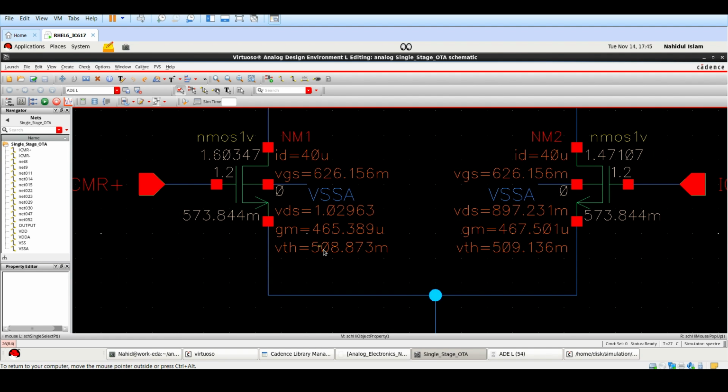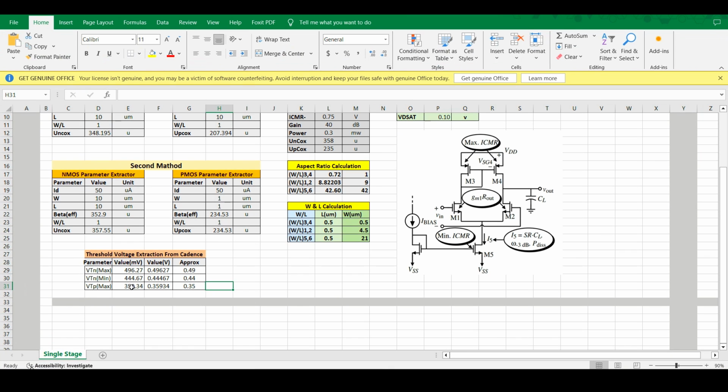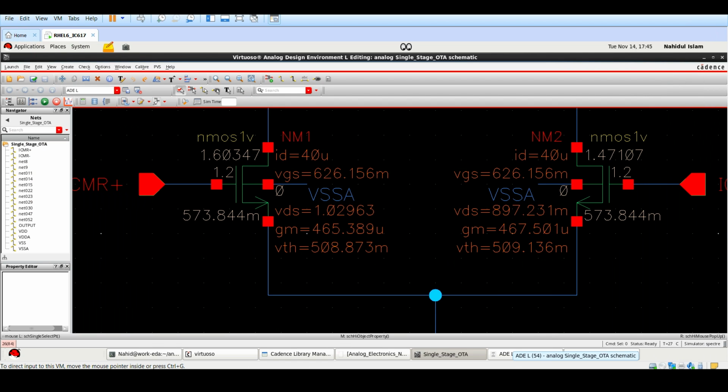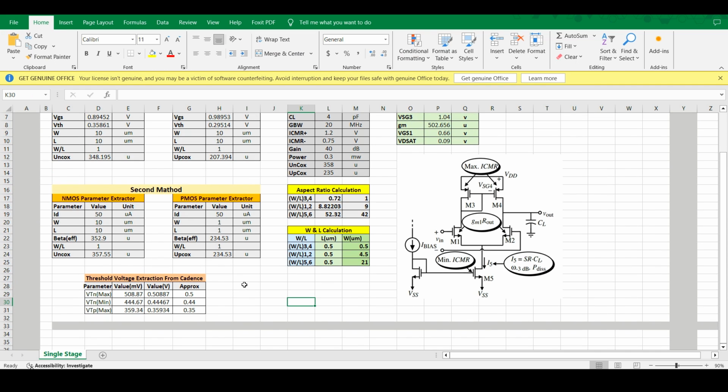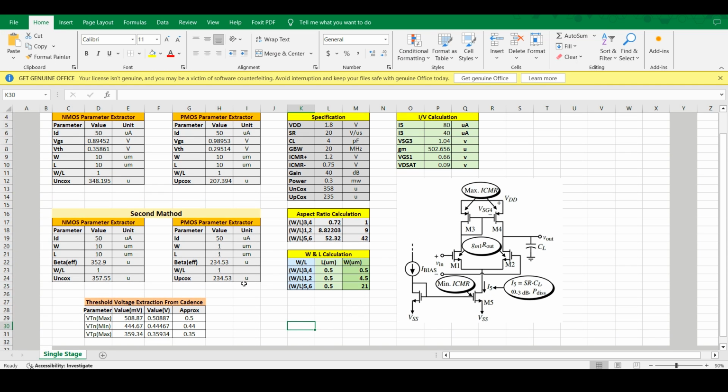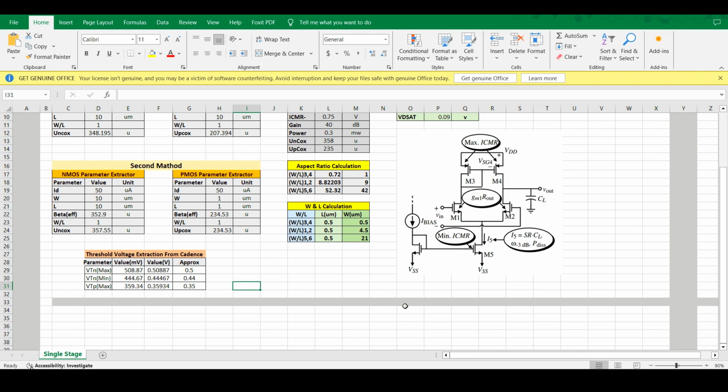So the threshold voltage is 508.87. So the maximum threshold voltage is 0.5.